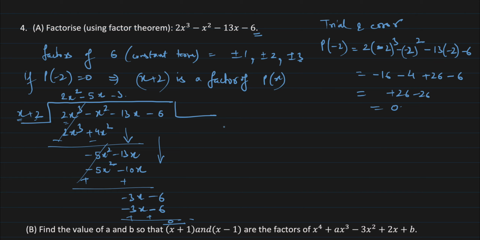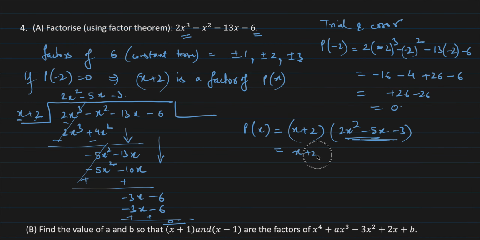Okay. Now I can write my p of x as x plus 2 into 2x squared minus 5x minus 3, right? So as it is a cubic polynomial, how many zeros should it have? 3. So 3 factors it should have, but we got only 2. So let's do the middle term split of this part. So 2 into 3 is 6. So factors of 6 are minus 6x plus 1x. Don't take 2 and 3. There will be an issue of sign, right?